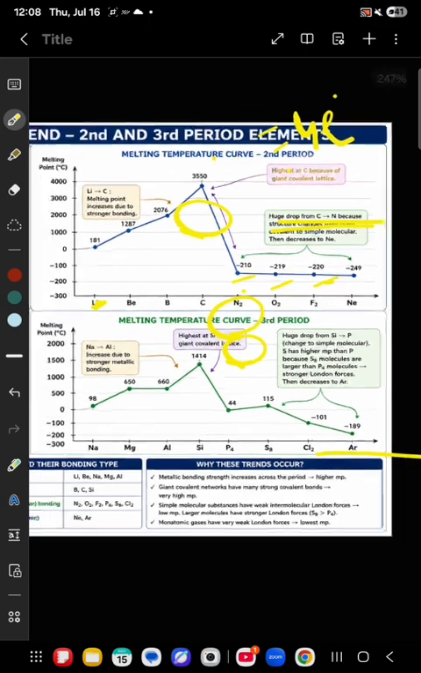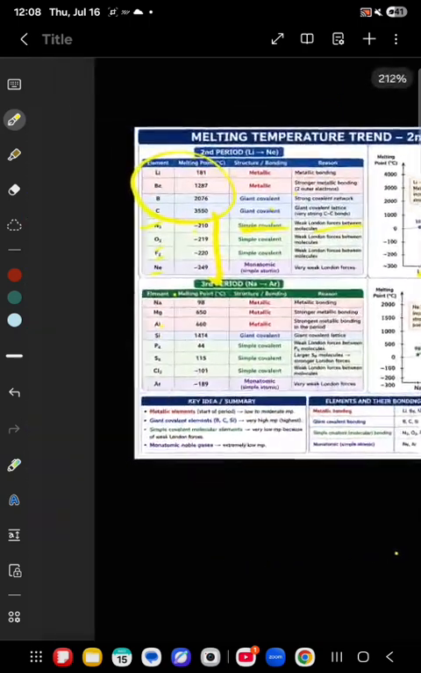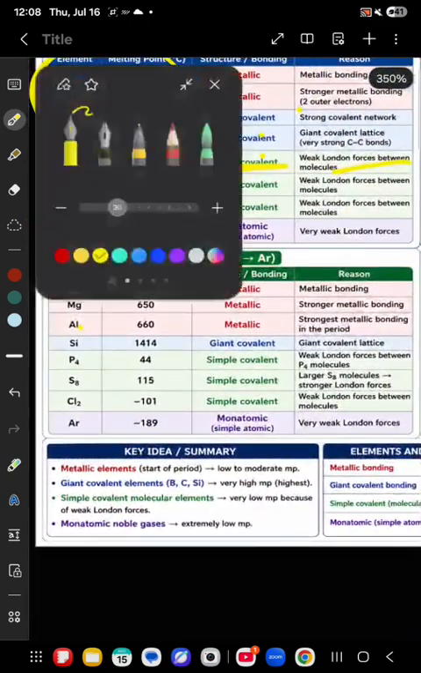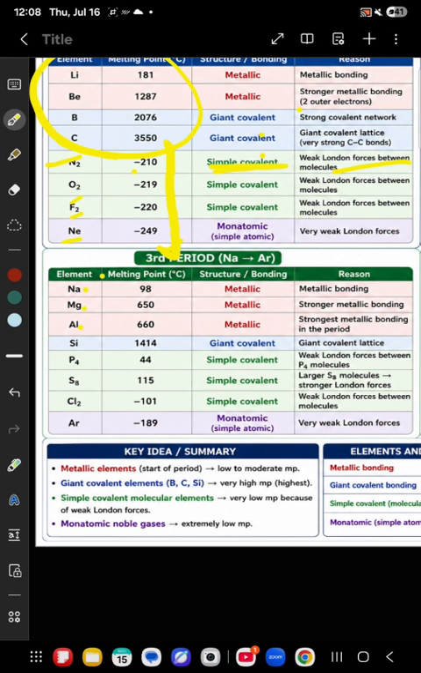Okay, so now look at the third period elements. In the third period, we have sodium, magnesium, aluminium, silicon, phosphorus, sulfur, chlorine, and argon. Again, you can see that sodium has a metallic structure, metallic bonding. Magnesium has a metallic structure. Aluminium has a metallic structure. So these three elements exist in the form of metal, they have metallic bonding.